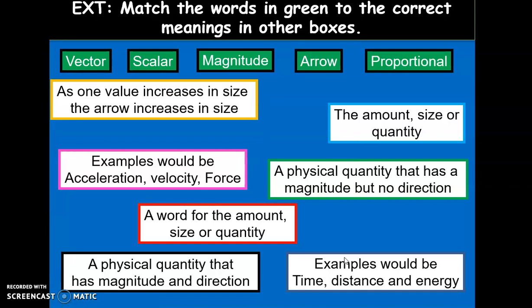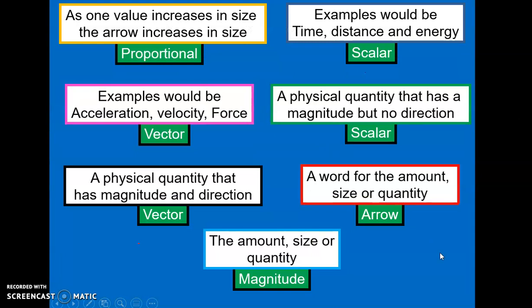Some of these values at the top in the green can be used more than once. So pause the video and have a go at this. Right, you should have got something that looks a bit like this. I've put the associated answer in green below the definition. So as one value increases, the size and the value also increases of the arrow. That's proportional.